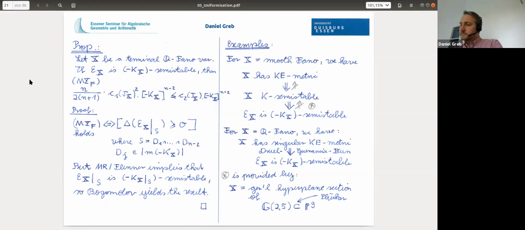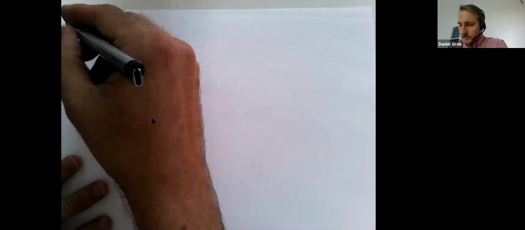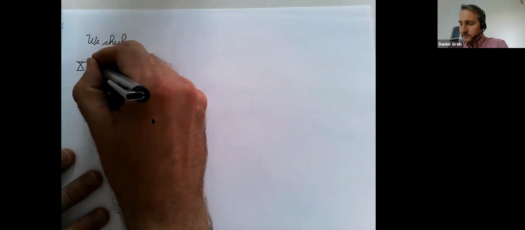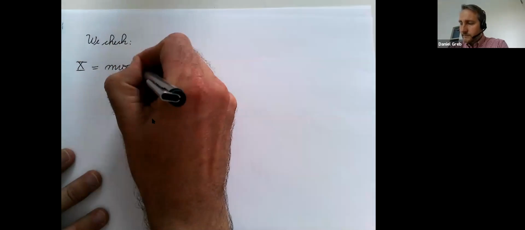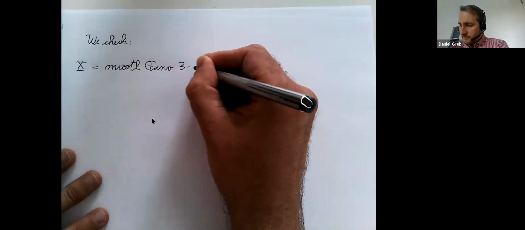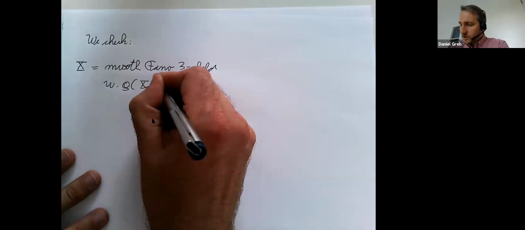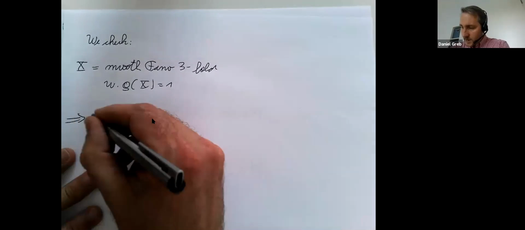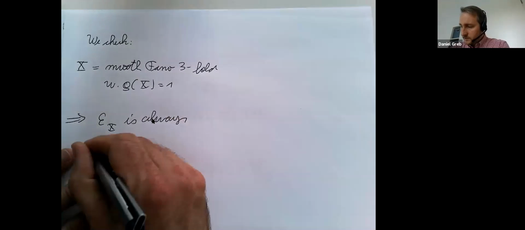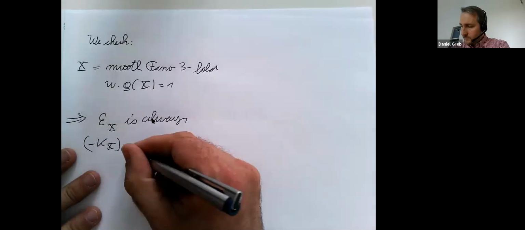Let me maybe write this on the paper. Yeah, so we check in the paper, and this is not so hard, if X is a smooth Fano threefold with Picard number 1, then Ex is always minus Kx semi-stable.